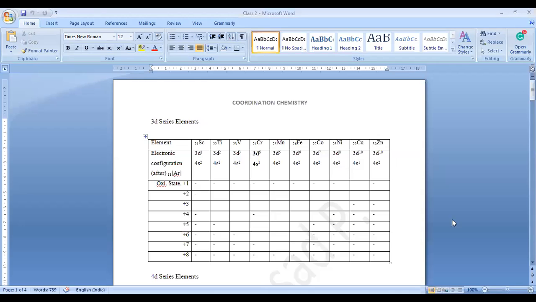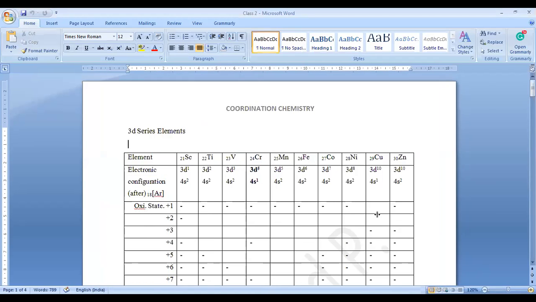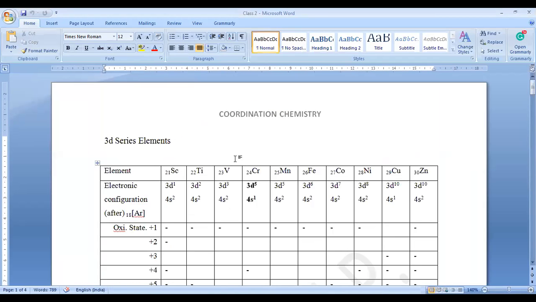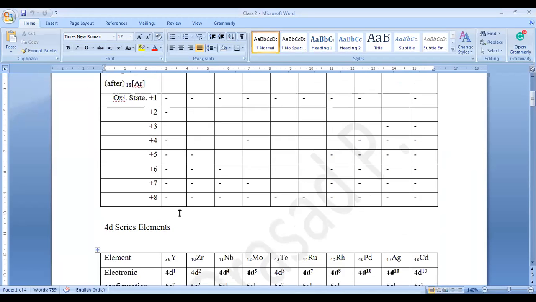So for the 3d series, I have already given the table, because you studied in lower classes which are the 3d series: scandium, titanium, and you can have your own method to remember those elements, like Sachin Tendulkar, very crazy man, feels comfort near the company of Zimbabwe. Like that, you can create many methods with your own creativity to remember the elements present in the 3d series as well as the 4d series.